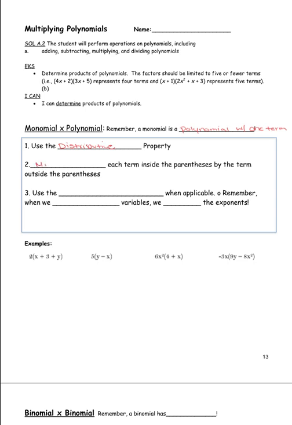So remember, with the distributive property, we multiply each term inside of the parentheses by what's on the outside. We use the laws of exponents when applicable. Remember, when we're multiplying variables with like bases, we add the exponents.